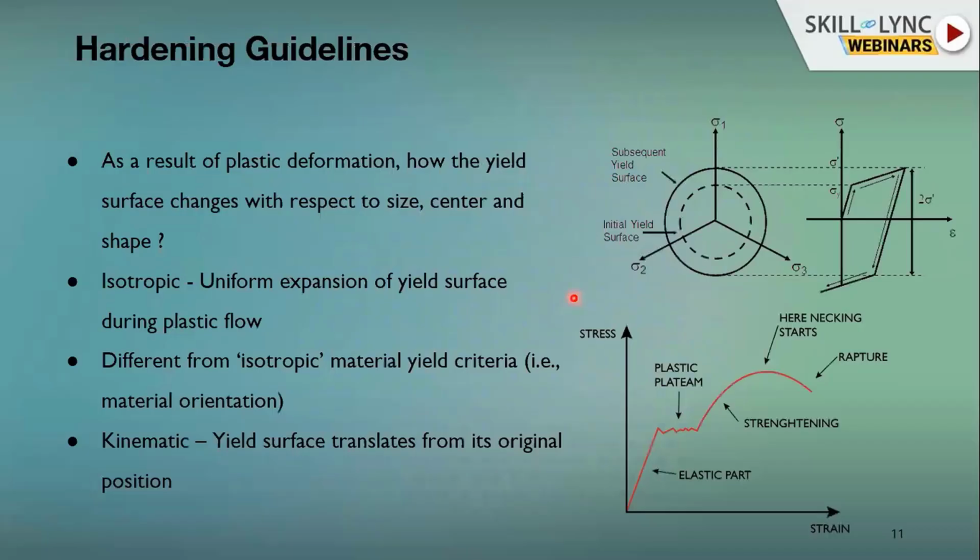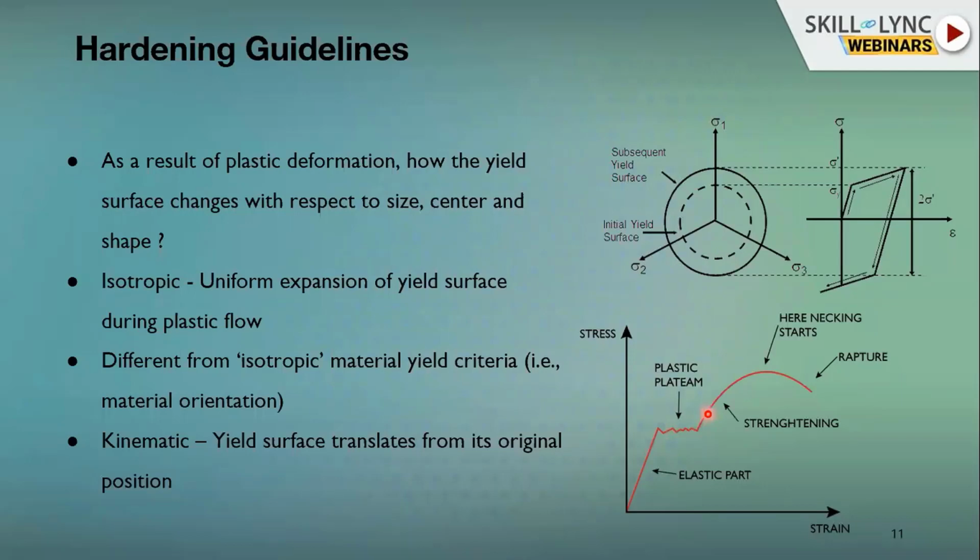What are these hardening guidelines? Because hardening is a very, very different phenomenon. Where does this hardening come into picture? As you can see on the right-hand side stress-strain curve, beyond the elastic limit, your plastic plateau starts developing, which means a permanent deformation starts developing. And beyond that, when the strain keeps increasing with the development of stress, strengthening happens. So this is where hardening comes into picture.